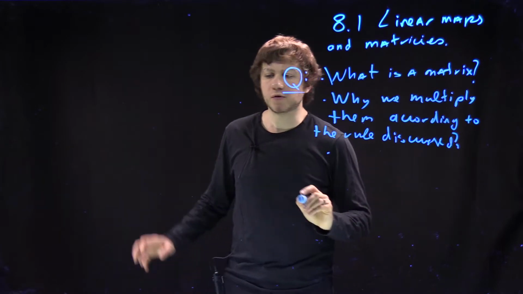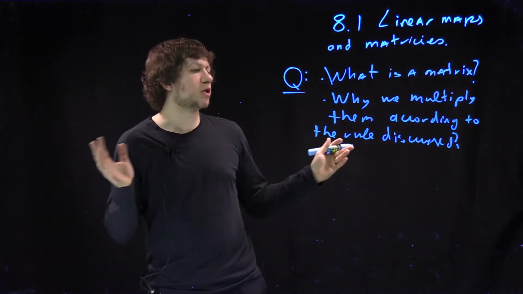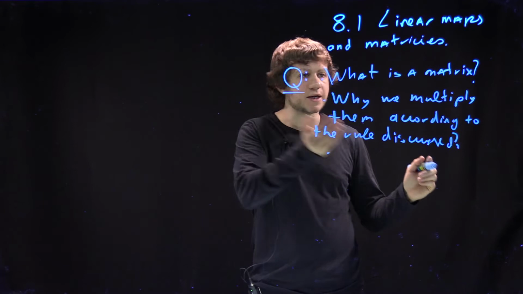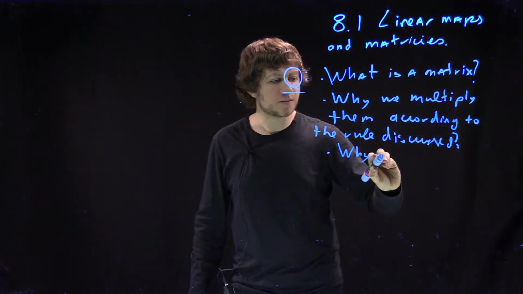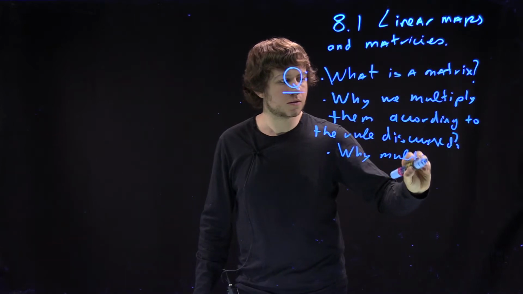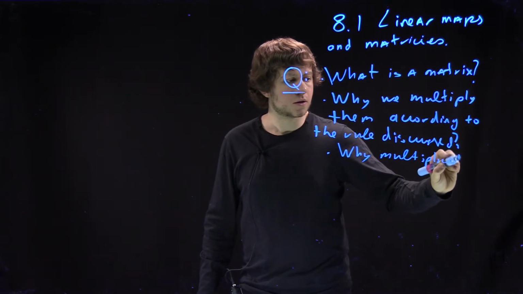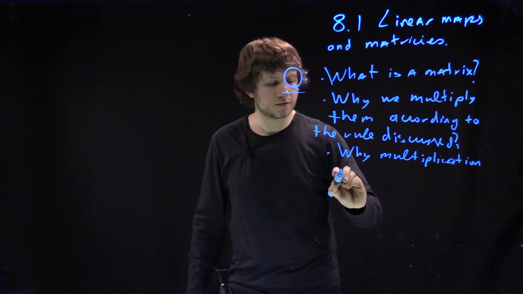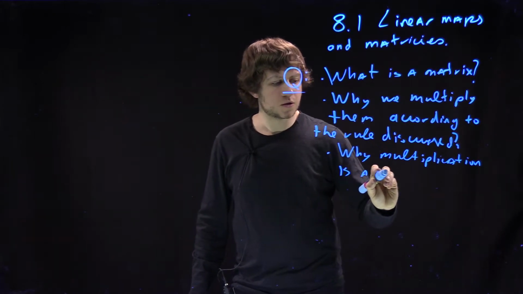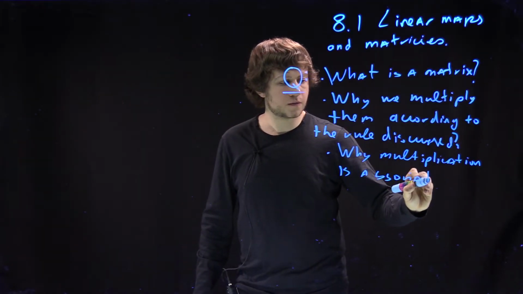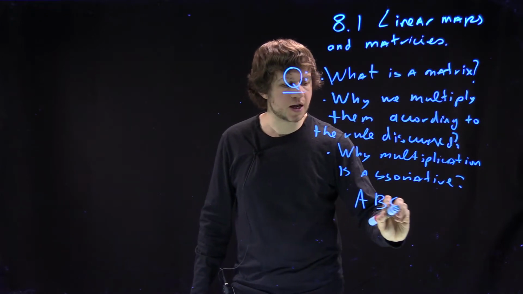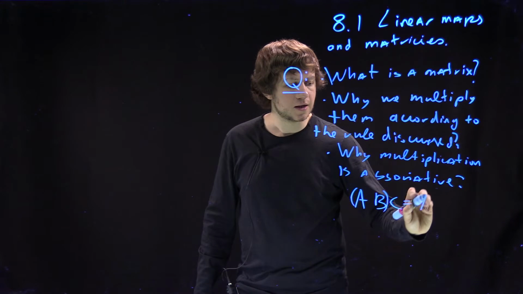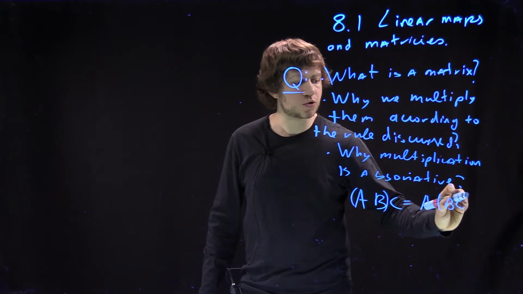And maybe if you want to be more precise, what you should ask about matrices and why that makes sense is why multiplication is associative. So basically the idea is that if you have three matrices and they are of correct sizes, then multiplication is associative.